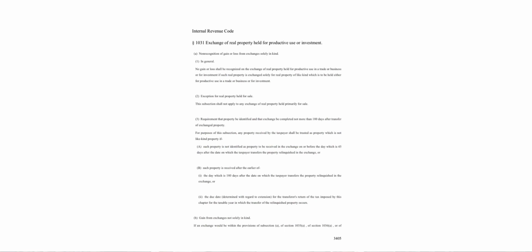All right, so we have section 1031. If you read the title, exchange of real property held for productive use or investment. So this rule, many of you already know, and this is where we find it, like-kind exchange rules in the tax law. Also known as section 1031 transactions. That's where the title comes from. So if you ever seen that.